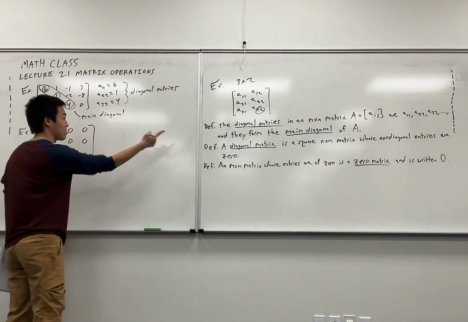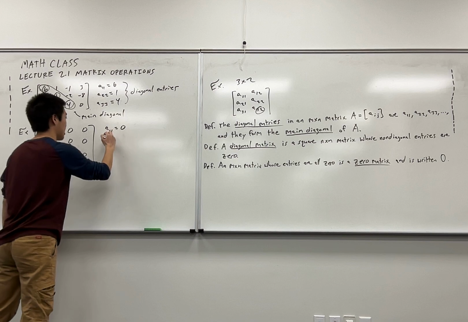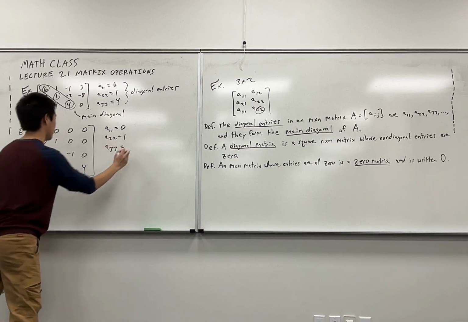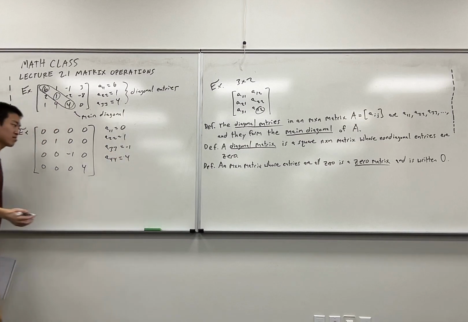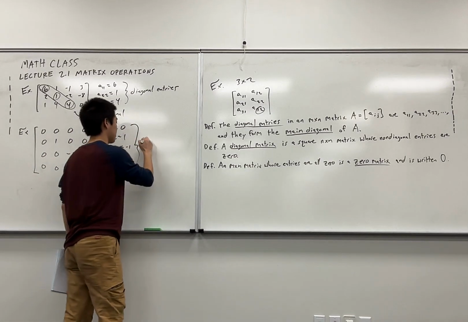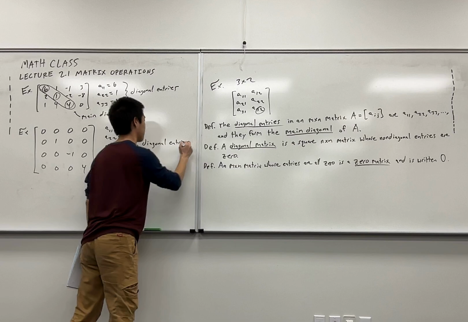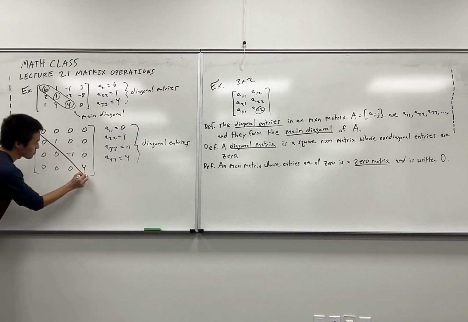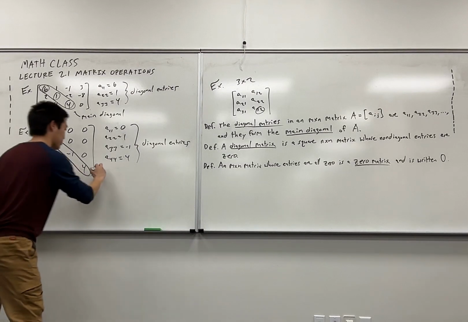Let's identify our diagonal entries. What's A11? 0. What is A22? 1. What is A33? -1. And what's the last one? 4. Okay, are there any more? No. All right. So these are diagonal entries. So this is the main diagonal. Okay. So here's our main diagonal.